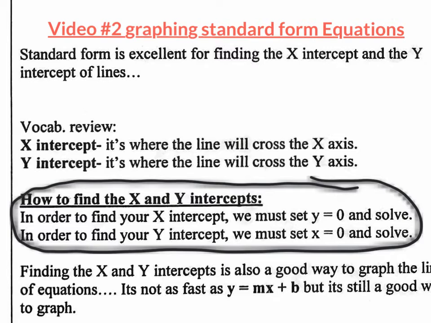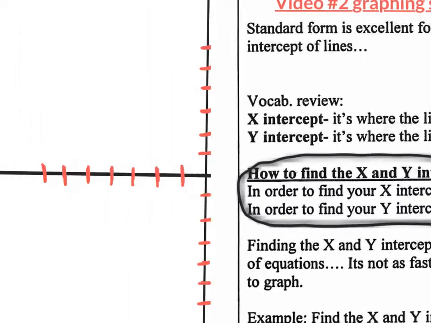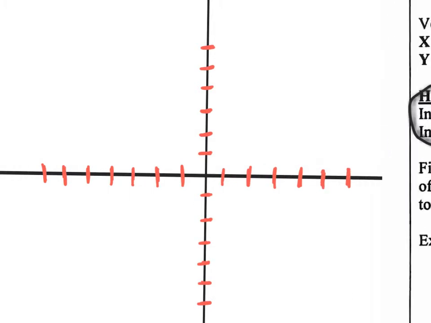But I don't want you to just memorize things in this class. I want you to understand things in this class. So I have an XY plane right here, and let's get you to understand why. To find the X-intercept, we must set the Y equal to 0. So first of all, an X-intercept is where the line crosses the X-axis.